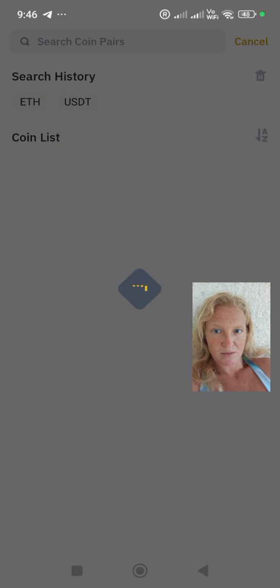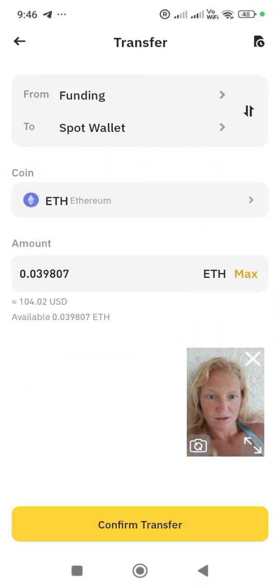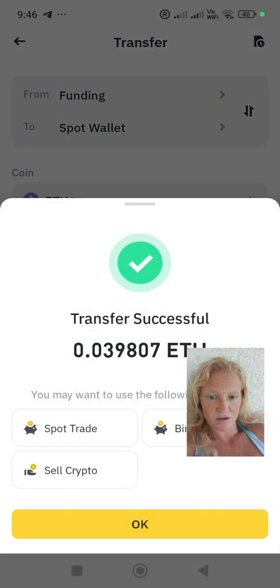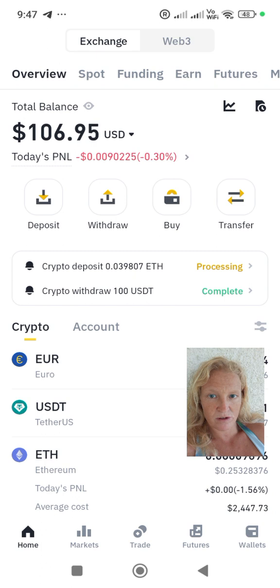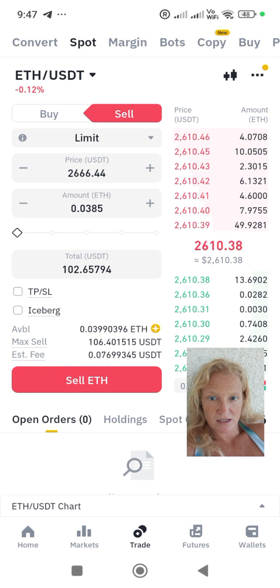And after that I can usually already go to transfer, already select my favorite coin, maximum, and then confirm transfer. And you see already it's around $104 that we're having here, daily accrual out of my Ageeon invests. And I'm gonna go trade.